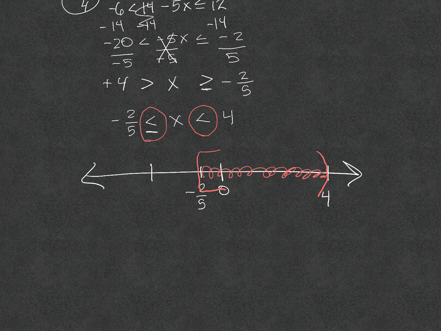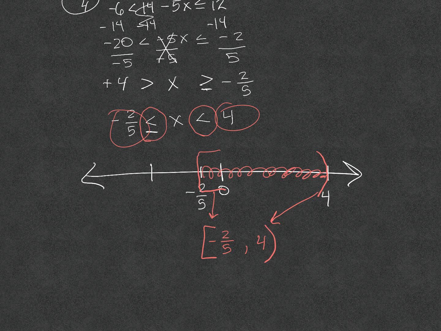And then our proper notation for this would be negative 2/5 and a 4 with a parenthesis. And basically we're just taking that bracket and that parenthesis and then the numbers that we've established that are here. Okay? It's so much easier than the dots for translating the graph into proper notation.